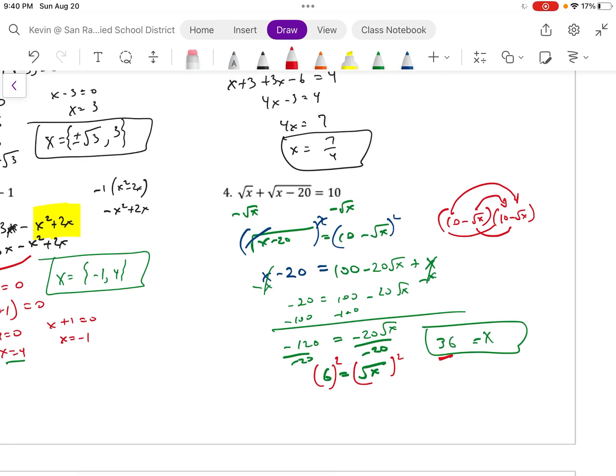We did talk about testing it. We just have to make sure if I put 36 in here, that's positive. 36 minus 20 is 16, so that's fine. And 36, so it works there. And we can actually test it. What's square root of 36 plus the square root of 36 minus 20? So square root of 36 is 6 plus, let's see, 36 minus 20 is 16. So square root of 16 is 4. So that's 10. And that's 10. Okay.